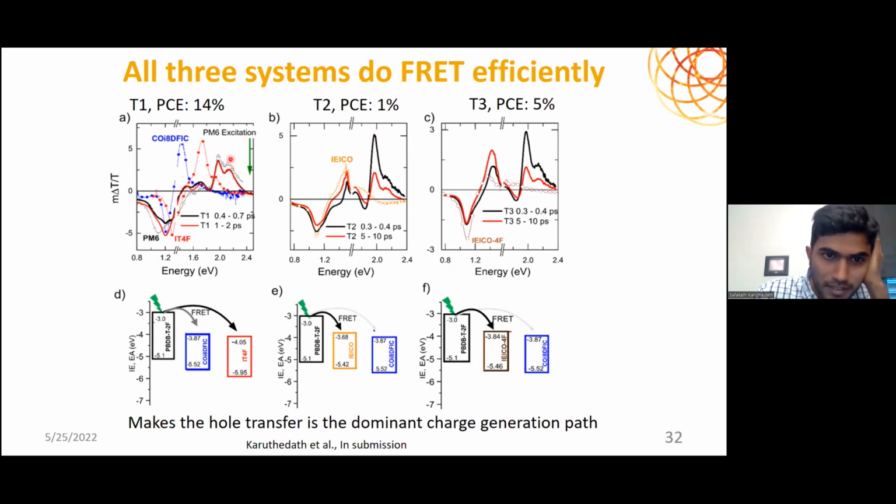But you can see that when I plot the singlet here, the singlet of PM6 matches here, but the blend spectra, T1, the ternary blend spectra, shows a peak here, which matches with the IT4F singlet peak, which means that the singlets are actually generated in the acceptor, not in the donor. That shows ultrafast energy transfer, like in the case of the binary.